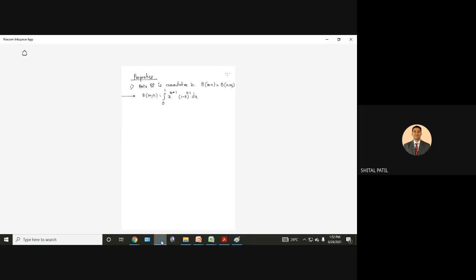In other words, I can interchange the power of x and 1 minus x. That we have to prove. M minus 1, n minus 1. Yes, what should be the substitution? Anyone?